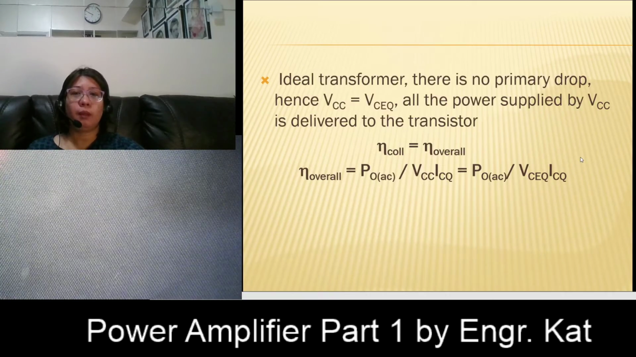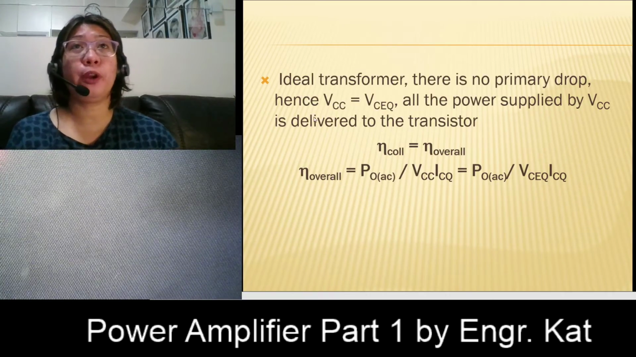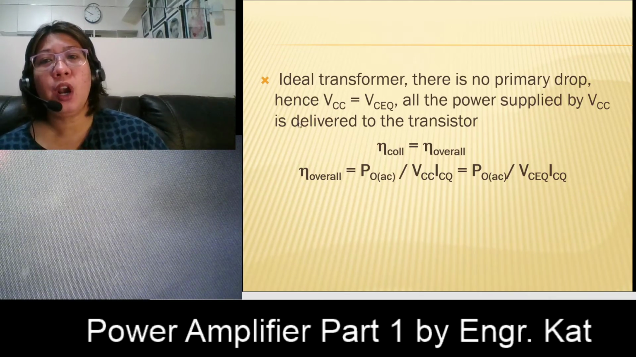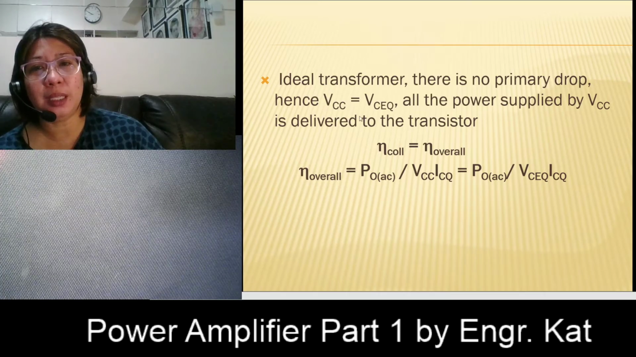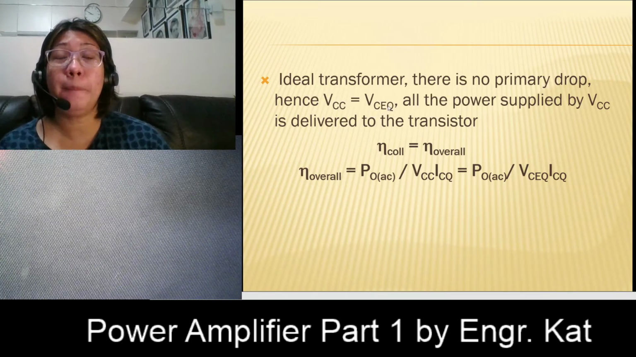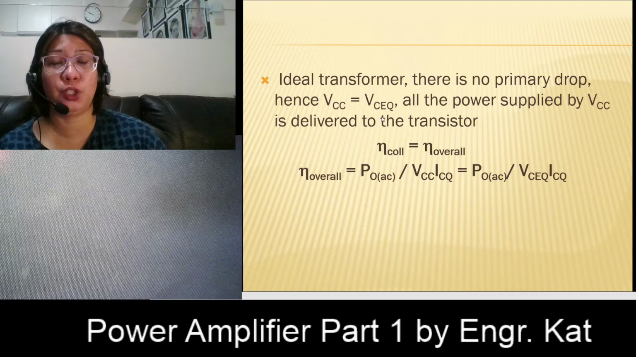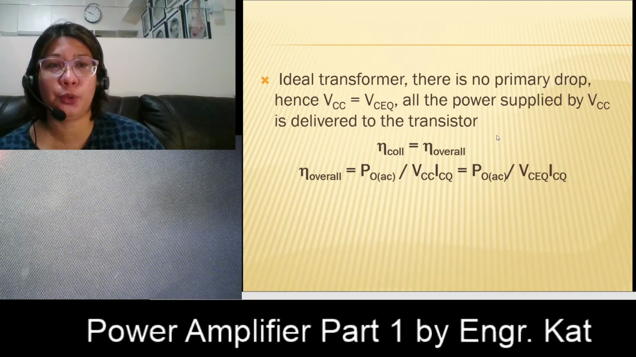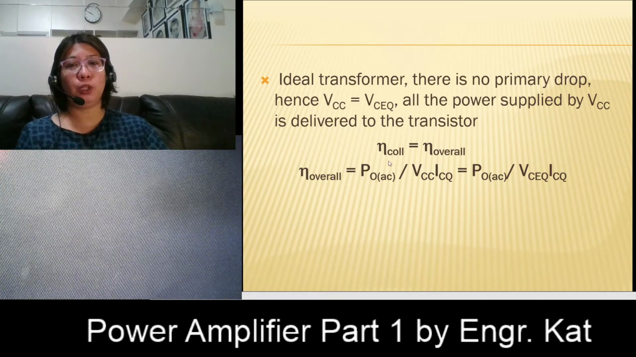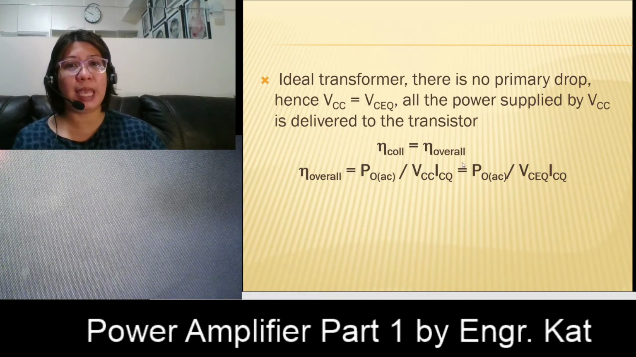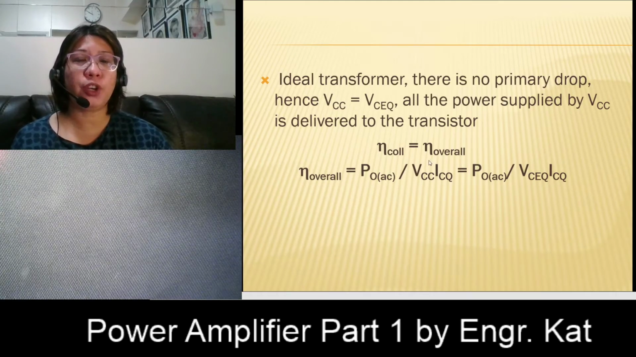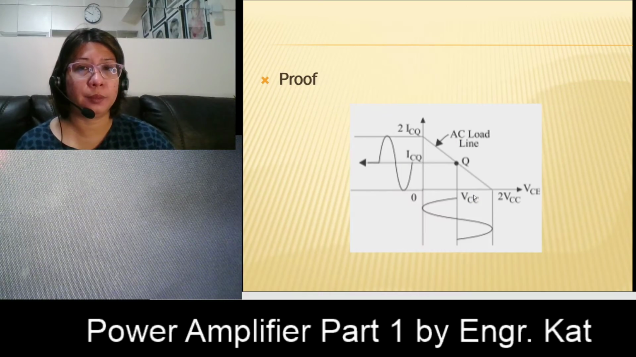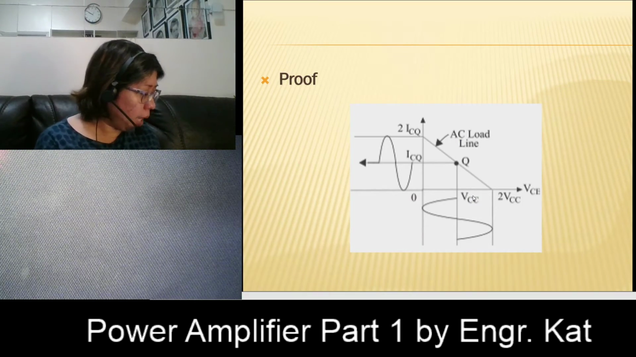Okay, so for an ideal transformer, since there is no primary voltage drop, all of your VCC is equivalent to VCEQ, because there is no drop across your resistor. So all the power being supplied by VCC is delivered to the transistor. So it is now possible to have a collector efficiency and an overall efficiency which are equal with each other. Okay, so how do we prove it?